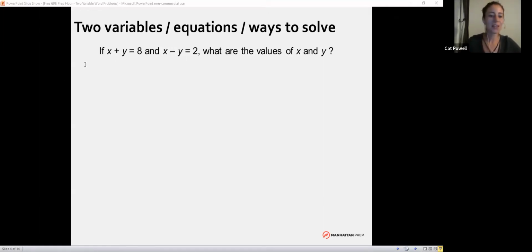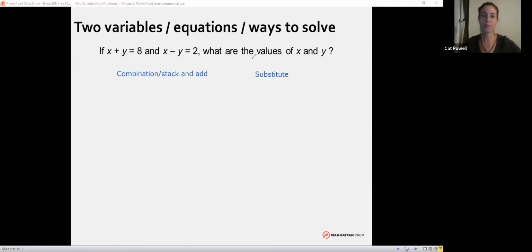Awesome. So one method is going to be combination, or stack and add. And the other is going to be to substitute. Always when I have 2 equations, 2 variables, my goal is to get one equation with one variable because that I know I can solve. So if I'm going to stack and add things, it's going to look like this. I'm going to line them up like this, and just add.